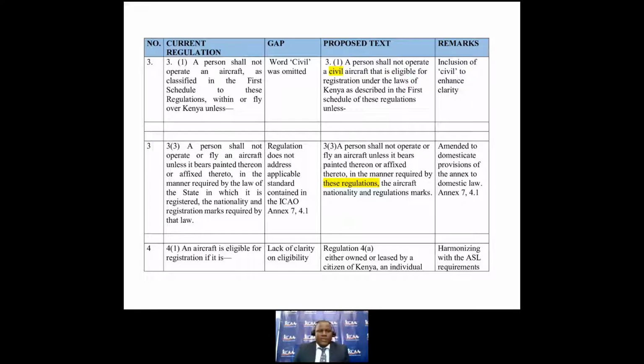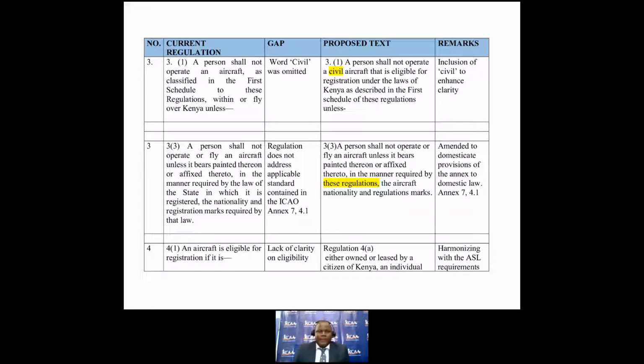On Regulation 3.1, a person shall not operate an aircraft as classified in the first schedule to these regulations within or fly over Kenya unless... the word civil was missing, because you remember KCA, we only regulate civil aircraft. So we have introduced the word civil, and therefore it reads, a person shall not operate a civil aircraft that is eligible for registration under the laws of Kenya as described in the first schedule of these regulations, unless then there are conditions.